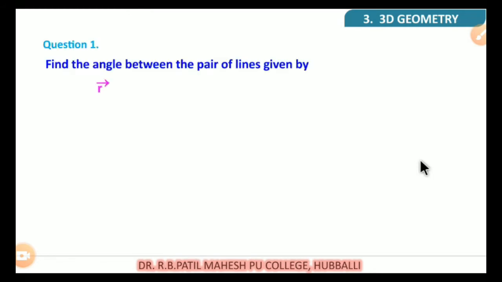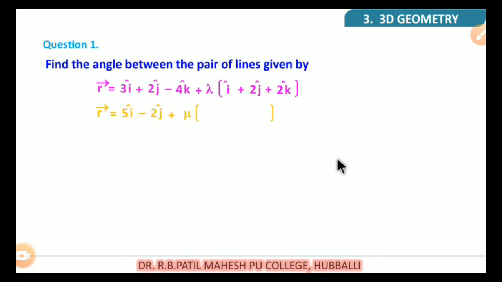First example, find the angle between the pair of lines given by r is equal to 3i plus 2j minus 4k plus lambda into the bracket of i plus 2j plus 2k. So this is the first line, and another line can be given as r is equal to 5i minus 2j plus mu into the bracket of 3i plus 2j plus 6k. Now consider the solution. So these two are the lines here. So find the angle between these two lines.